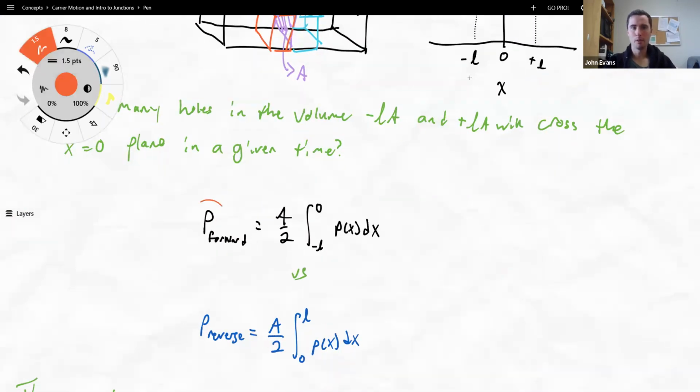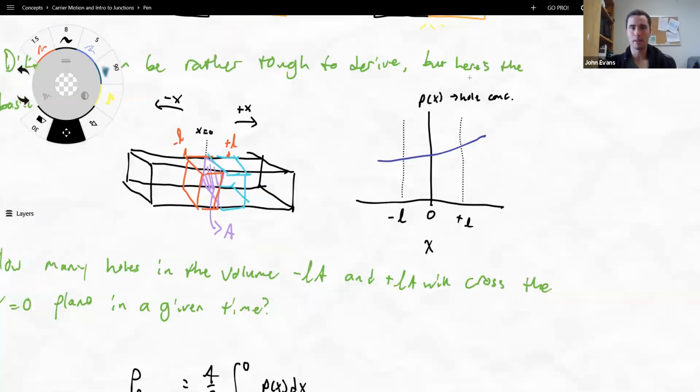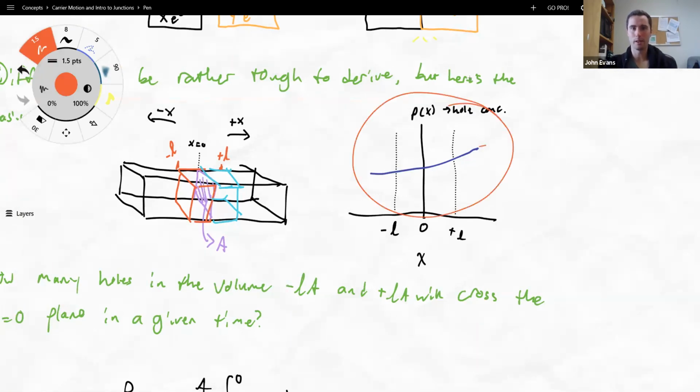We're going to say that the number of holes that go forward, let's say positive L is forward, is going to be equal to the area of our plane divided by 2 multiplied by the integral of the number of holes, so our hole concentration, with respect to x. We're just going to do one direction here, from negative L to 0, right? Which makes sense. We're going to essentially integrate this graph over here.